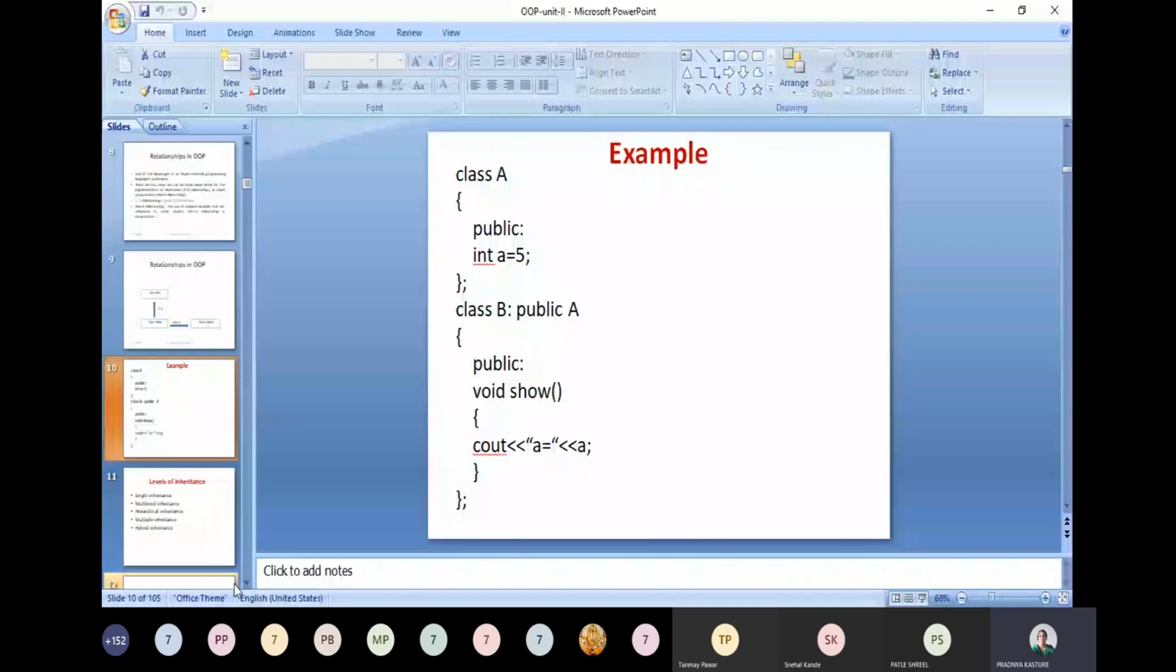Is it clear? Everything has to work with the help of an object. As it is object oriented programming, we have to write a class object. For this you have to write the derived class object. In the main method you have to write class B, and for the class B object you can write the object dot show method. Now it will execute this portion and give the output: a value is equal to 5.